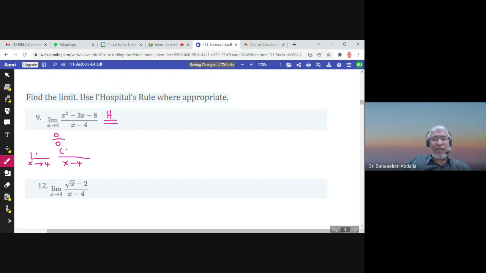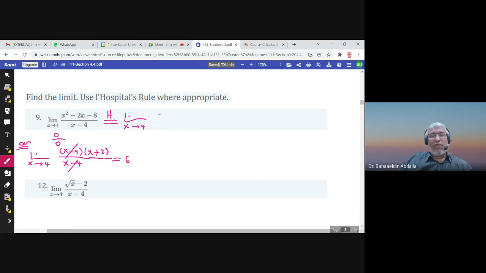Factoring the numerator will give you x minus 4 times x plus 2. So you can cancel x minus 4 with x minus 4, replace x by 2, and the answer would be 6. So this is the old method. You can apply it, no problem. But here I'm going to use L'Hopital's rule.